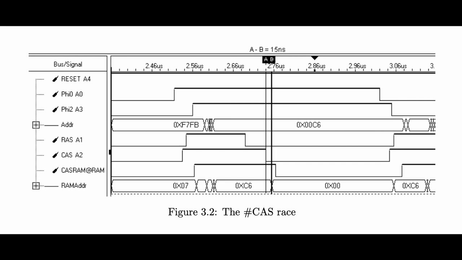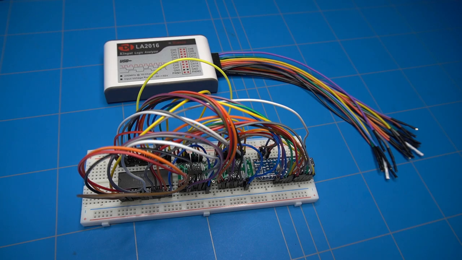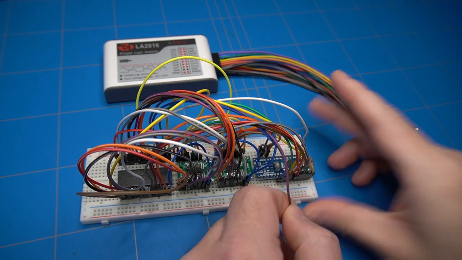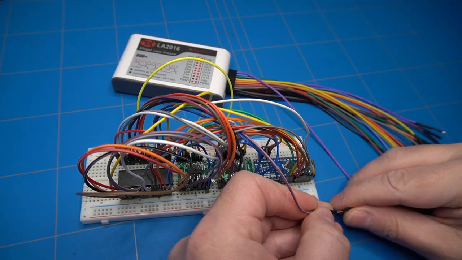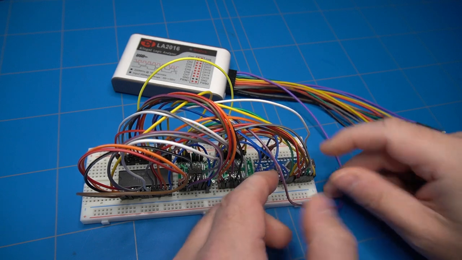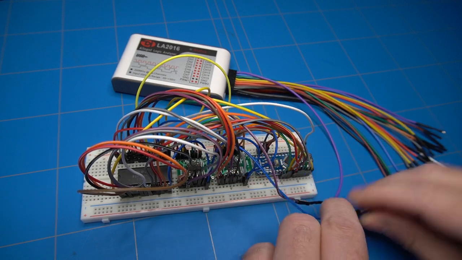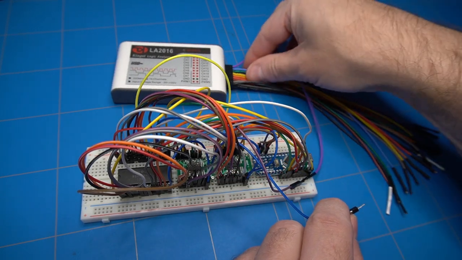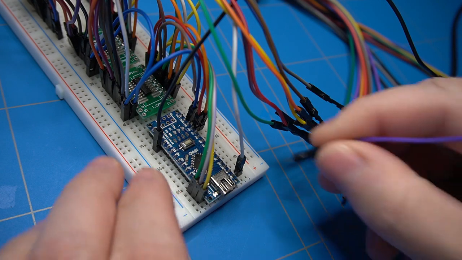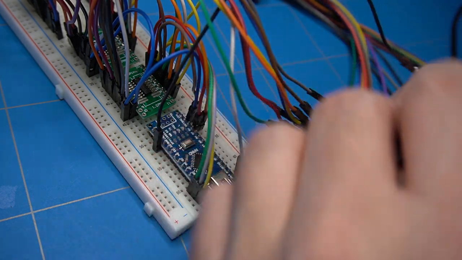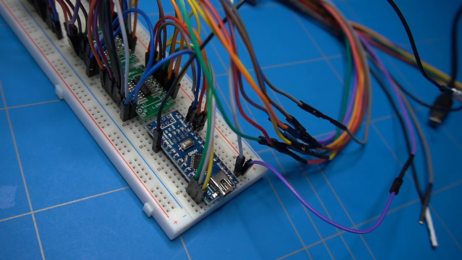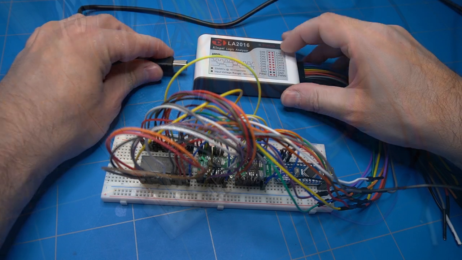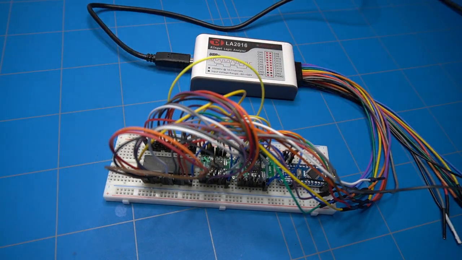To investigate this problem, I have attached a logic analyzer to the outputs of the PLA. I am also attaching one of the inputs in order to measure the delay. This setup still has the original C64 PLA connected. Also, the chip enable pin that outputs directly from the Arduino is connected to one of the inputs of the logic analyzer. Let's connect the USB cable to the logic analyzer.